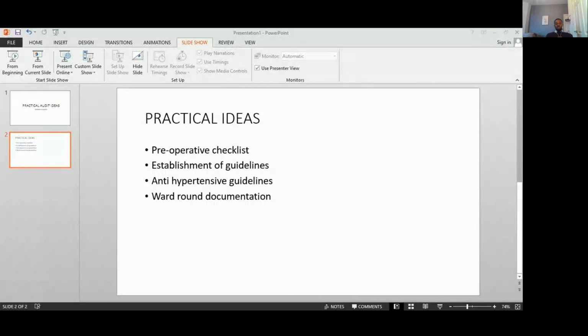So do we have any questions on this preoperative checklist before we move to the next one? Any at this point? Sorry, I didn't get that. I said we don't seem to have any at this point. The chat box is empty. Okay. All right, so we'll move on to the next practical audit idea.